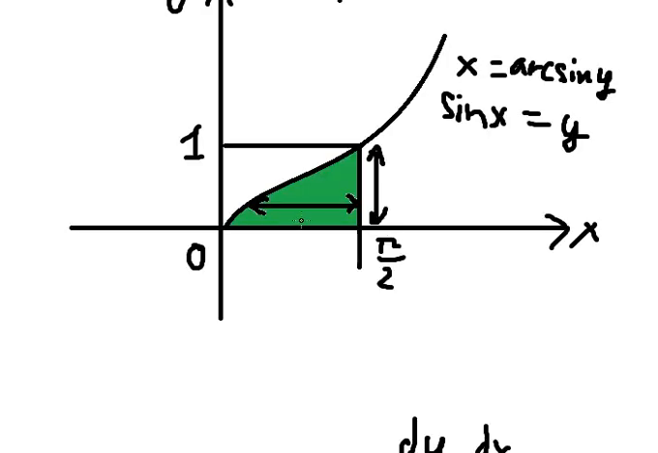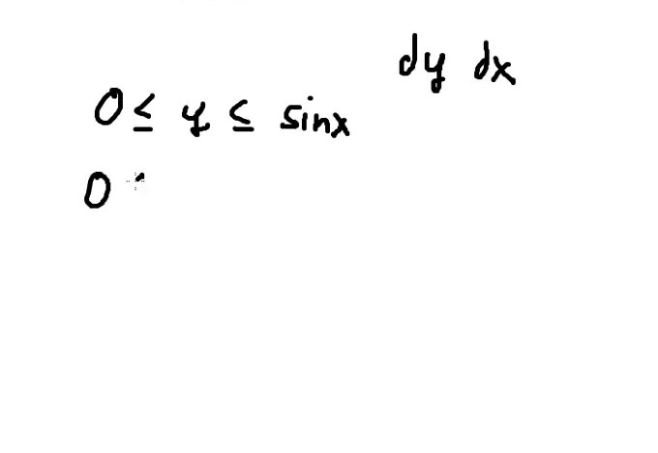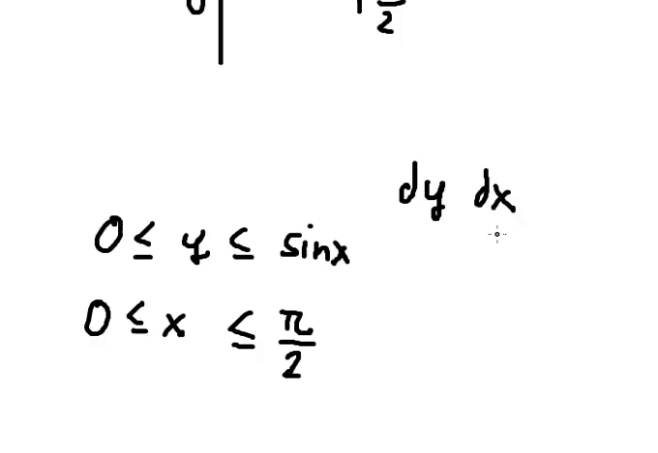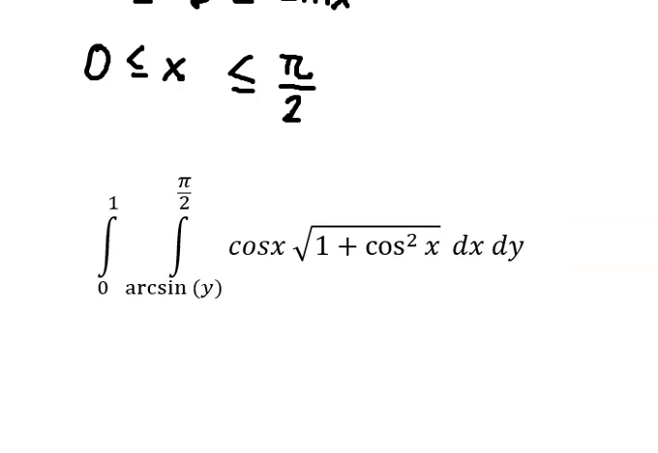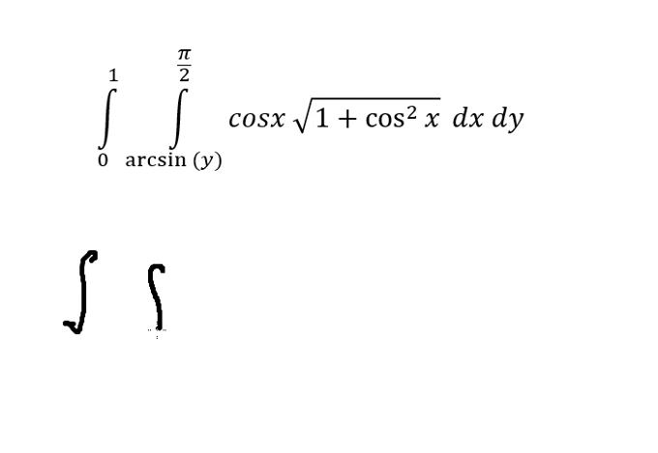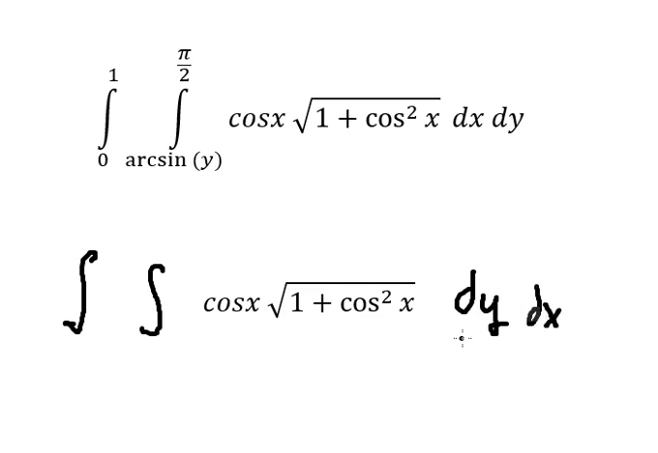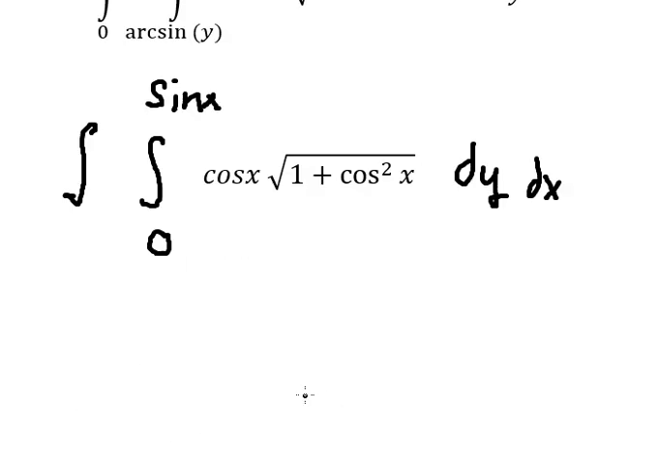About dx, that is about this one. So in here, we start from 0 and we stop at π over 2. And this is the new bounds of dy dx. So dy, that is this one. dx, that is this one.